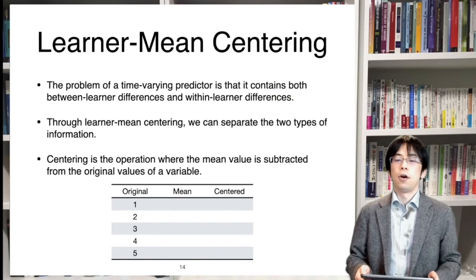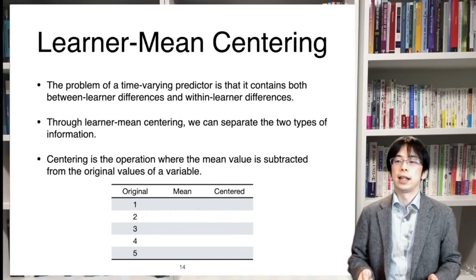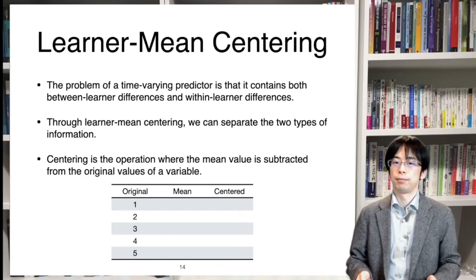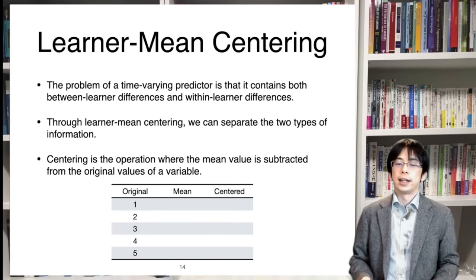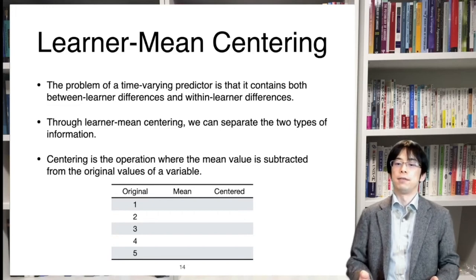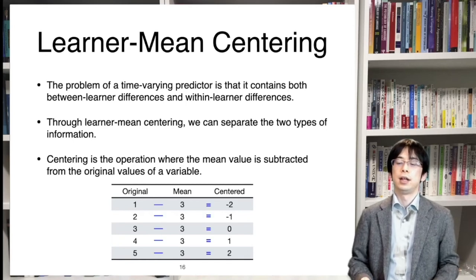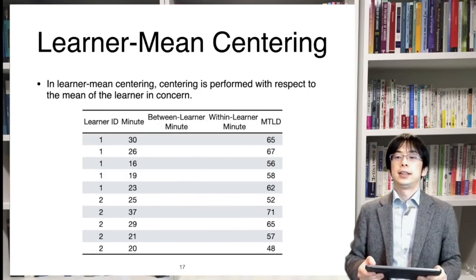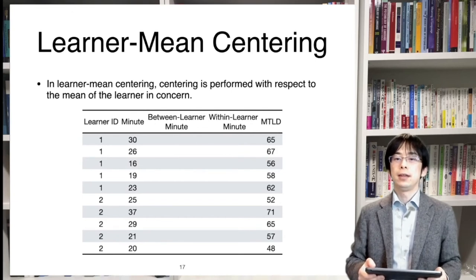The problem of a time-varying predictor is that it contains both between person differences and within person differences. And through person mean centering, we can separate those two types of information. Centering, more generally, is the operation where the mean value is subtracted from the original values of a variable. So if the original values are 1 through 5, the mean will be 3, so the centered value is negative 2 to positive 2. In person mean centering, centering is performed with respect to the mean of the learner in concern.